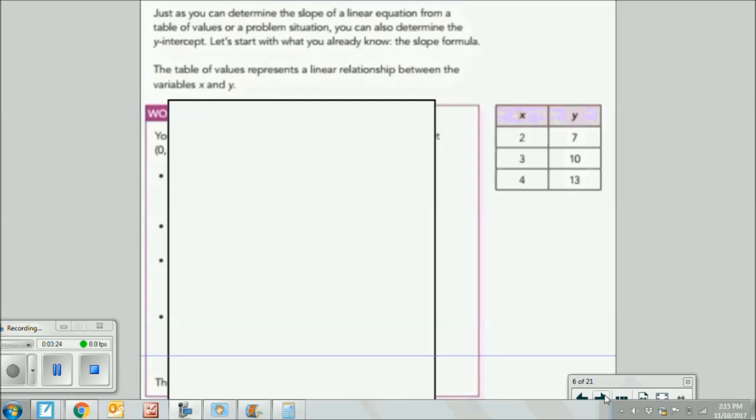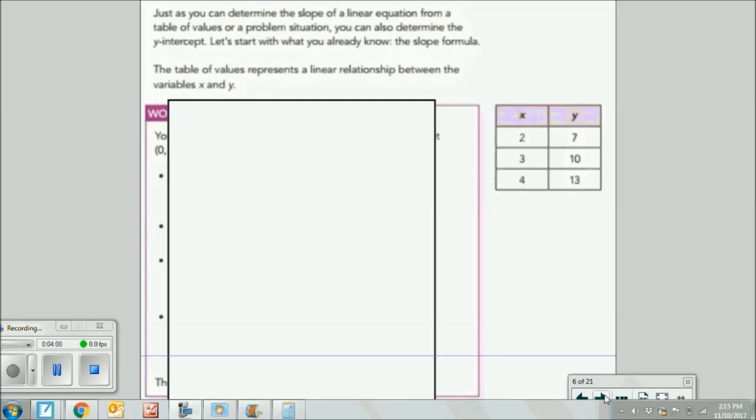We're going to start up at the top with some intro information and directions. And then we're going to get going. So here we go. When I stop, everybody's got to read. Remember, we're a family, we're a team. We do everything together. So when I stop, every person is participating. Everybody's reading. Okay, here we go. At the top, just as you can determine the slope of a linear equation from a table of values or a problem, you can also determine the y-intercept. Let's start with what you already know, the slope formula.